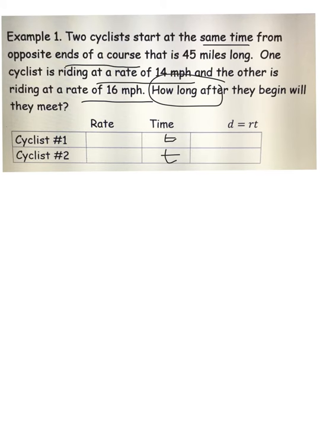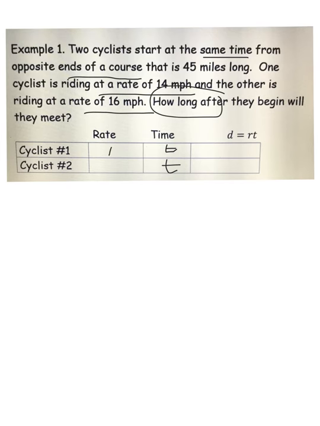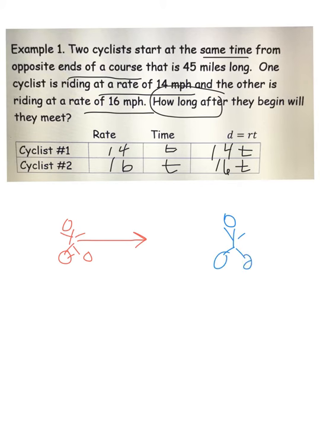Okay. So cyclist number 1 is traveling at 14 miles per hour, and cyclist number 2 is traveling at 16. So the distance is 14t for cyclist 1, and 16t for cyclist 2. So let's get an idea of what they're doing here. The first person is on a bike. Don't judge my drawing, I'm sick, so this is what you're going to get. Going this direction, the other person, it doesn't even look like a bike, is going this direction. We need to figure out when they're going to meet.